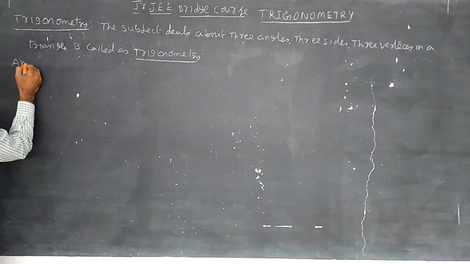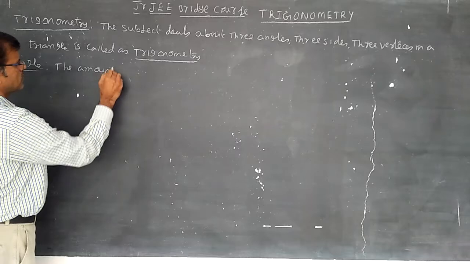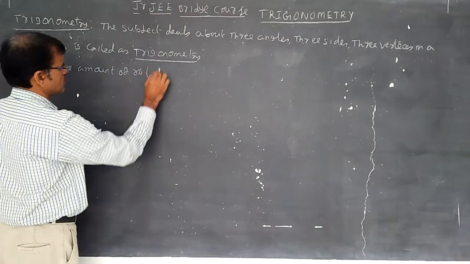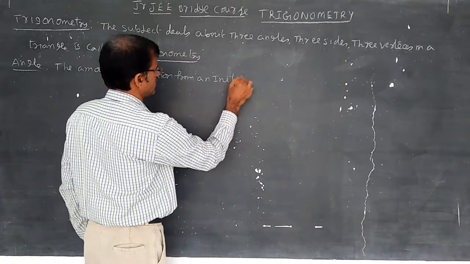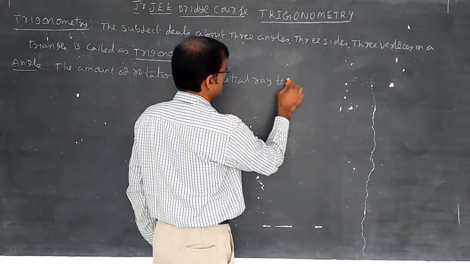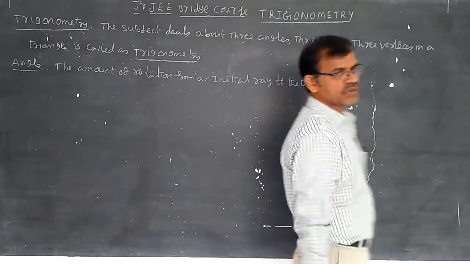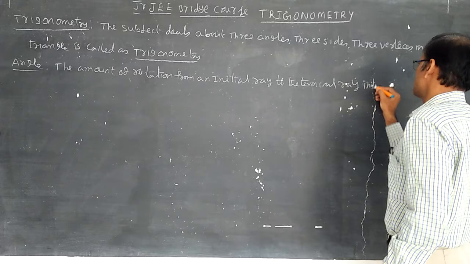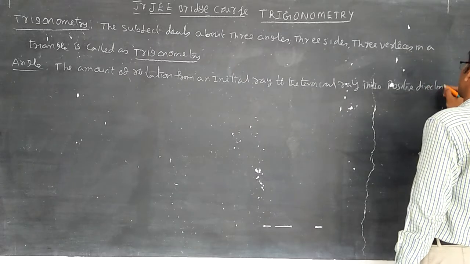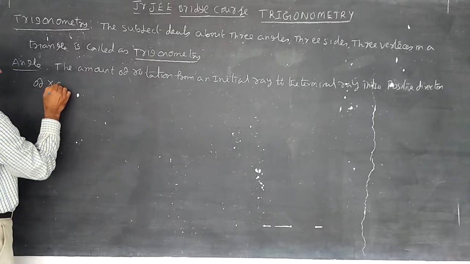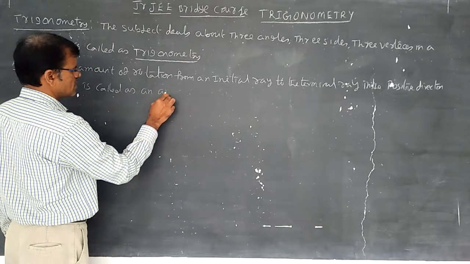Now, let us discuss an angle. The amount of rotation from an initial ray to the terminal ray in the positive direction of x-axis is called an angle.